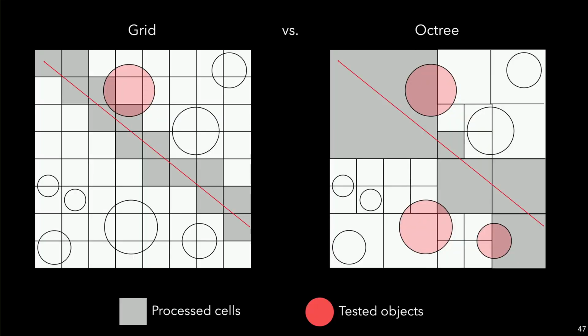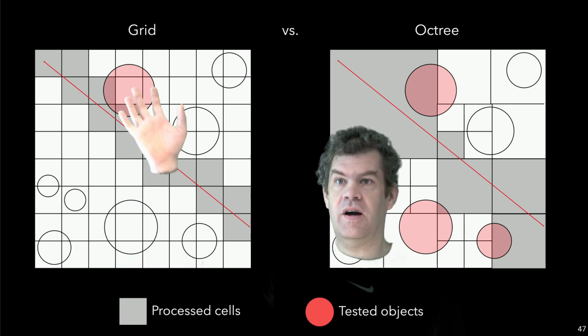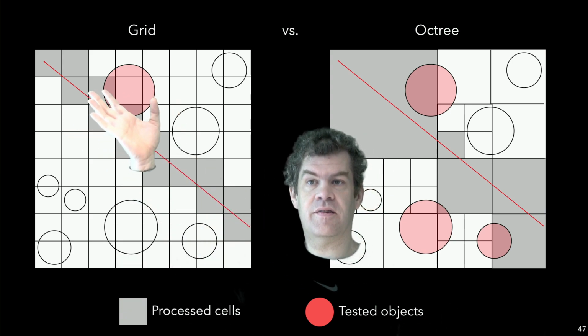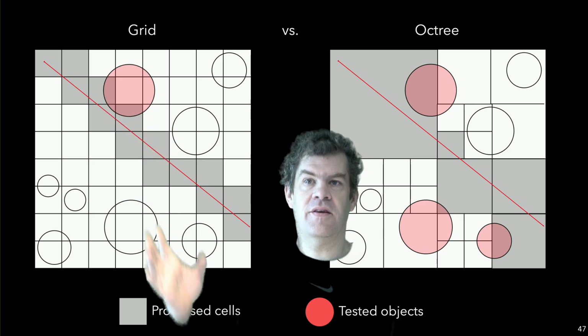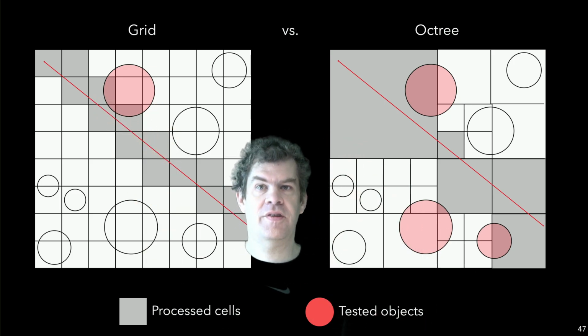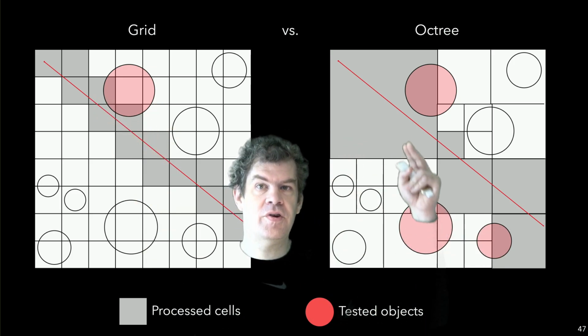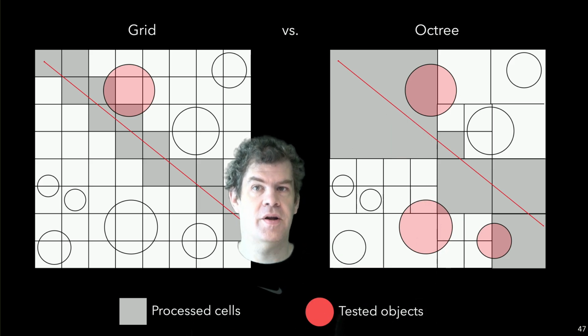So just to look at a specific example here. If we follow a ray through a regular grid, on the left you see that the gray cells are the ones that I have to look at. And if I have an octree here for the very same data, there are significantly fewer cells that I need to look at. That's the bottom line.